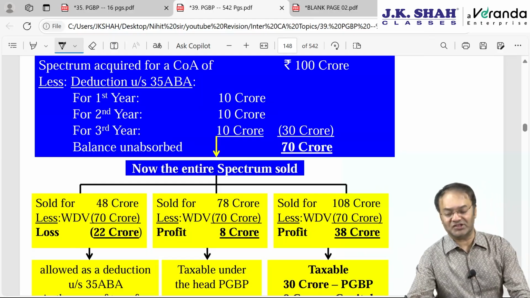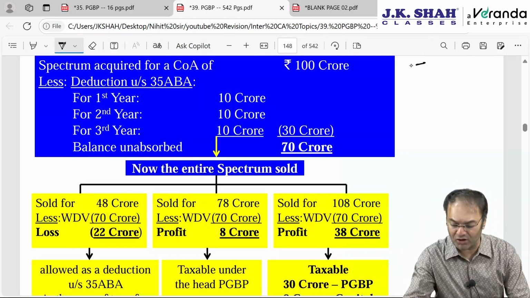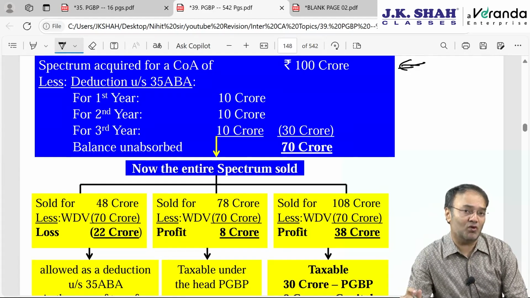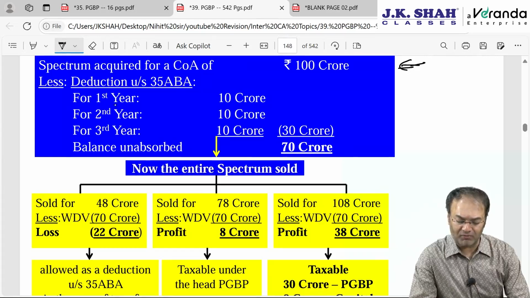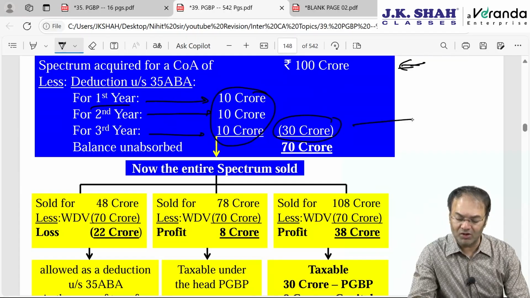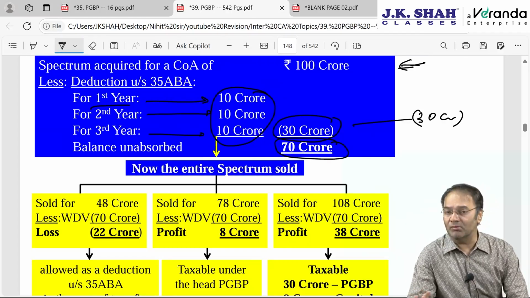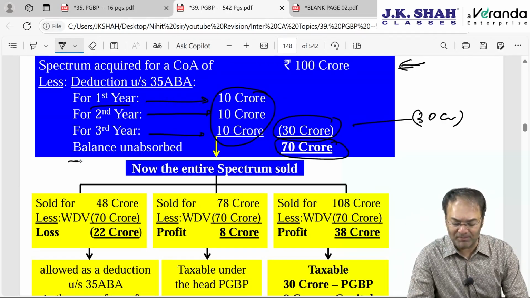Suppose a license or the spectrum is acquired for 100 crore rupees, that is the cost of acquisition, and deduction is allowed over a period of 10 years, at the rate of 10% per annum. First year it would be 10 crore, second year 10 crore, third year 10 crore. Up till now 30 crore is already claimed, and the balance unabsorbed is 70 crore. Just like the SLM method of depreciation, here 70 crore will be the WDV, but we will not call it WDV, we will say balance unabsorbed.